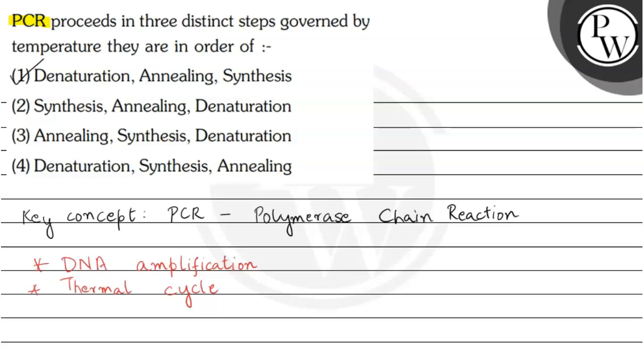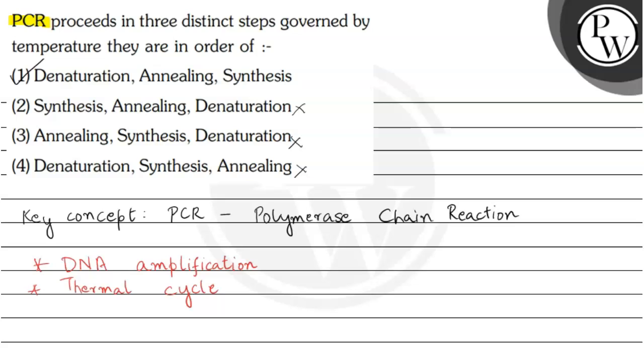Now the second, synthesis, annealing, and denaturation, is also the wrong order. The third one is annealing, synthesis, and denaturation. Again, this is the wrong order. And the fourth one is denaturation, synthesis, and annealing. And again, this is also the wrong order. So therefore, all the three options, that is second, third, and fourth, are wrong because they have different orders given.